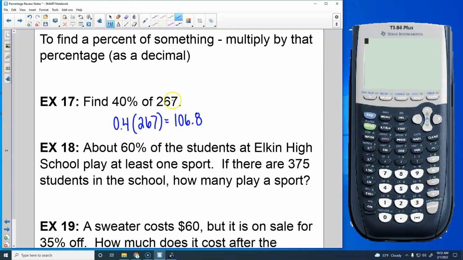So we're finding 40% of this. It needs to be a little less than half, right? And 106.8 is a little less than half, so that would make sense.